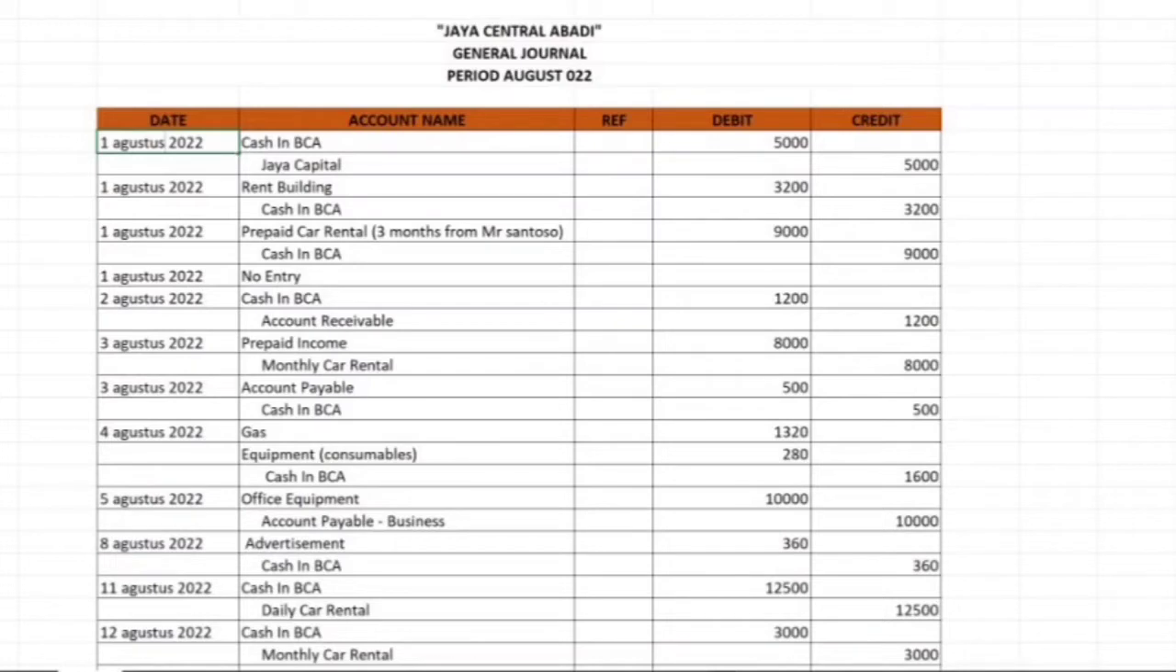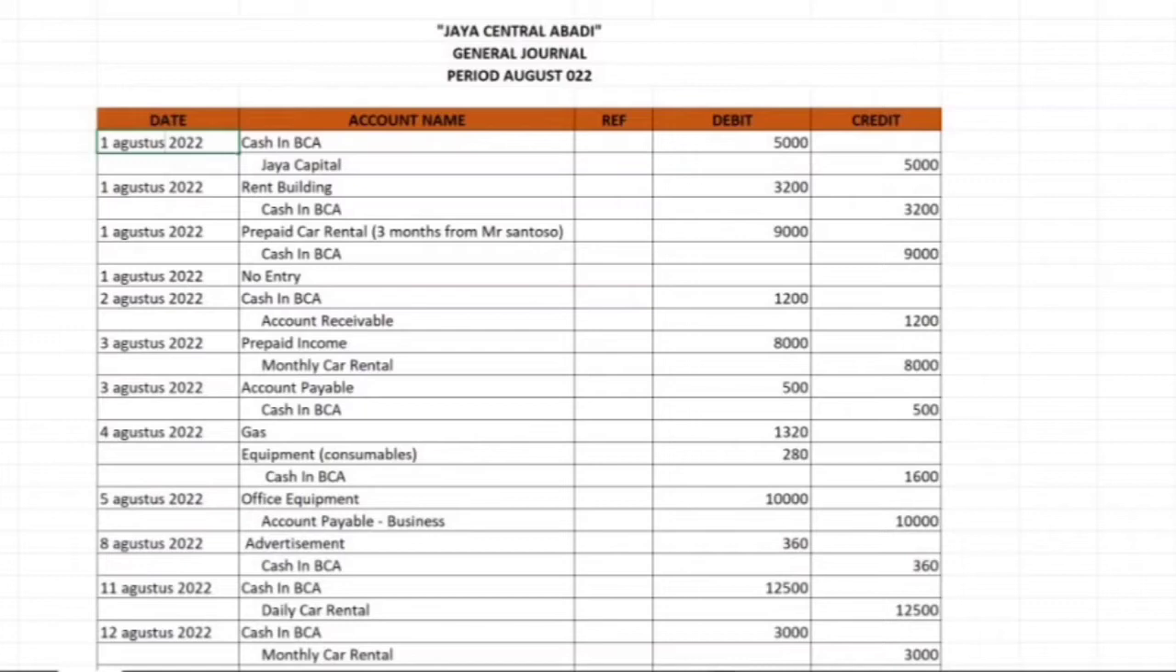Number 8, gas is on the debit side, which is 1,320, and the equipment consumable increases on the debit side by 280. Then the amount of gas and equipment consumable is added so that the result increases on the credit side by 1,600. Number 9, purchases of office equipment and furniture on credit will increase 10,000 on the debit side and the debt will increase on the credit side of 10,000.